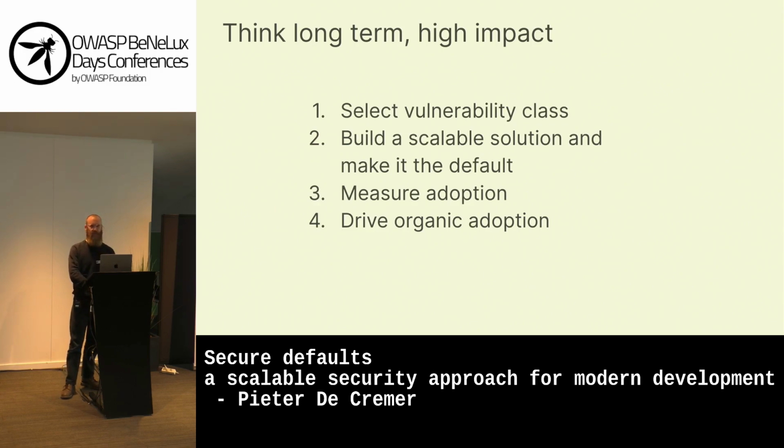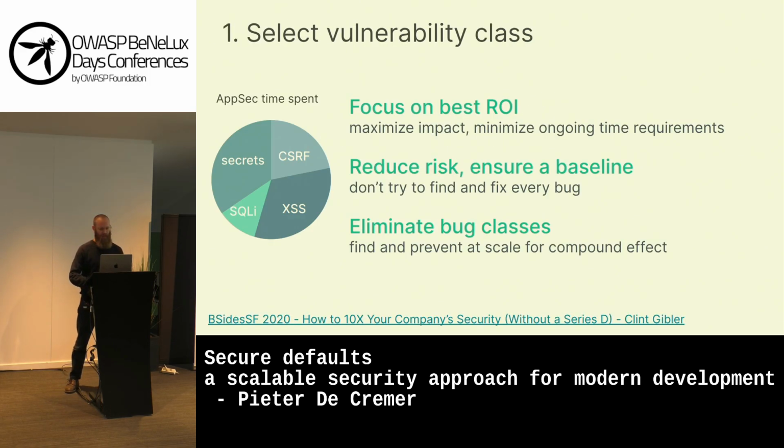So I boiled it down to four steps. First, we will select a vulnerability class. Then we will build a scalable solution and make it the default, make it the secure default. We will measure adoption and then try to drive organic adoption. So how can we select a vulnerability class to focus on? Well, we focus on the best return on investment.